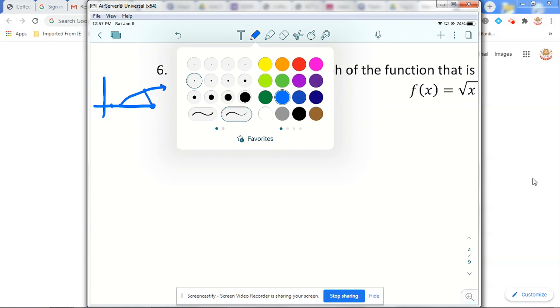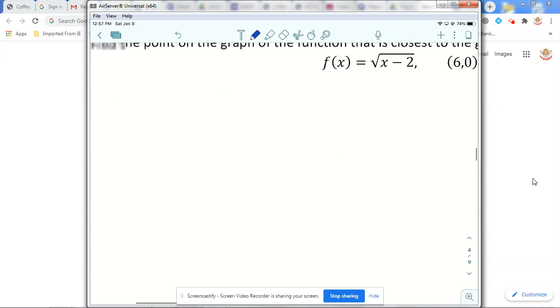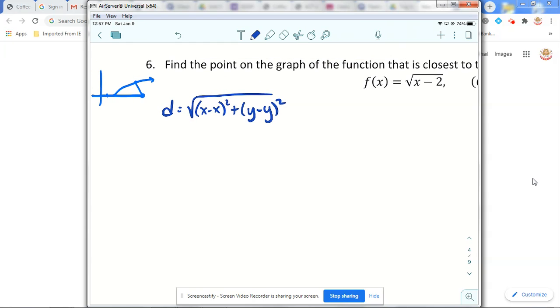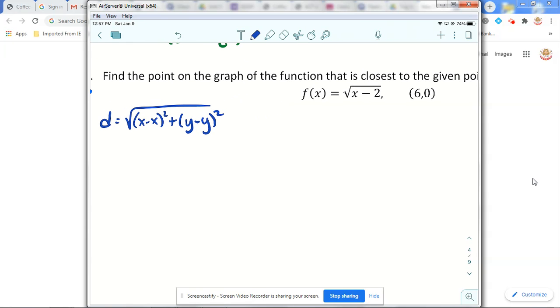And so to find the shortest distance between 2 points, we have to do the distance formula. It might have been a while since you've thought about the distance formula, but you subtract the x's and square that, and then plus subtract the y's and square that. Okay, so we have everything we need actually to do this. So 6 is an x and 0 is a y, and then this square root of x squared minus 2 is also a y. So I'm just going to plug those things in.